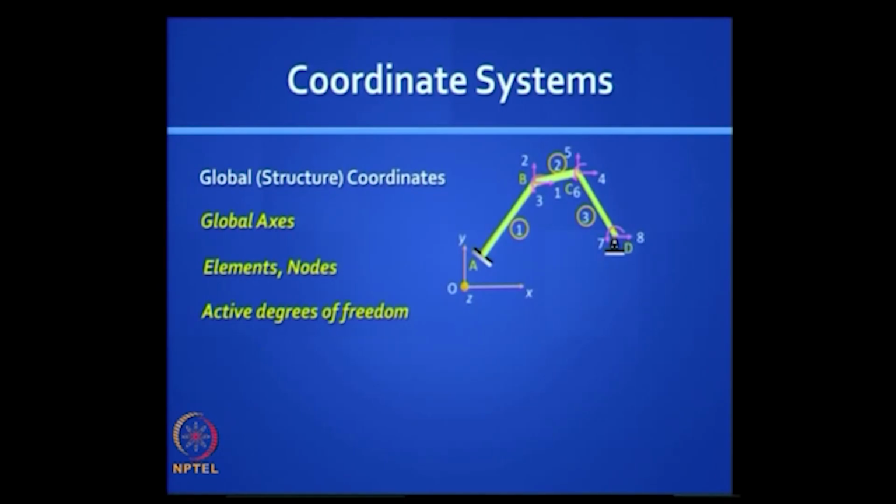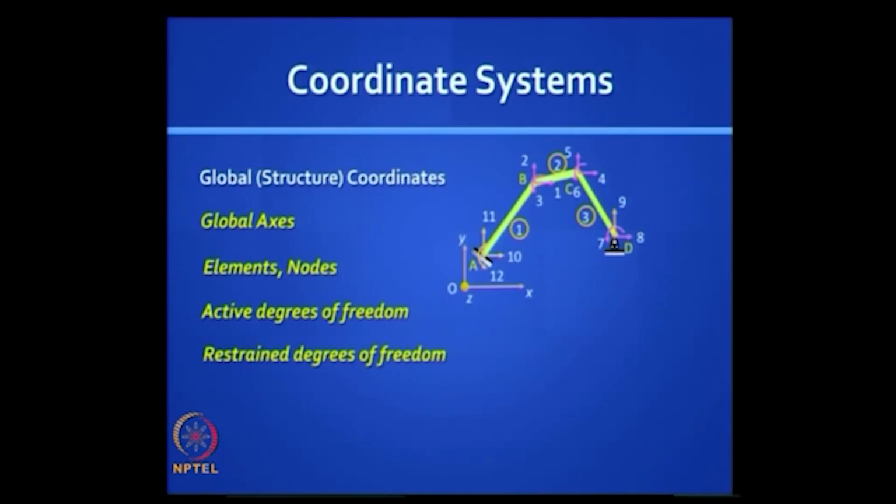Then what else do you have? If you want to take care of support reactions, you have support movement. So to complete the picture you should also look at what are called restrained degrees of freedom. So you can bring in 9, 10, 11, 12, got it? These are the restrained degrees of freedom, 9, 10, 11, 12, right?